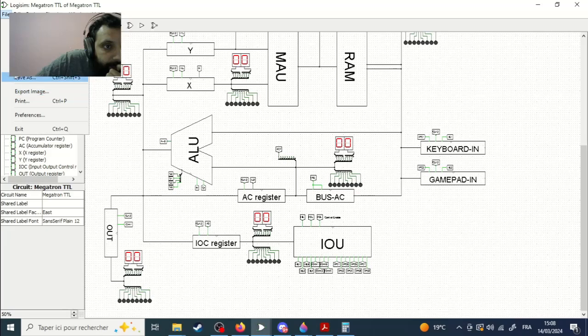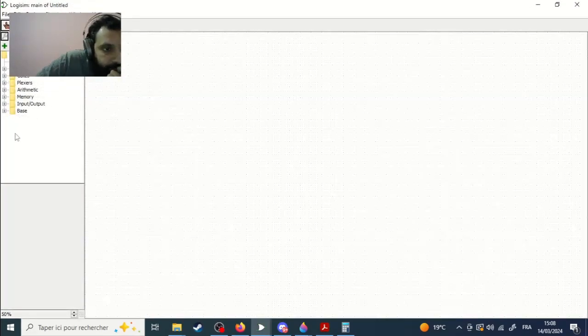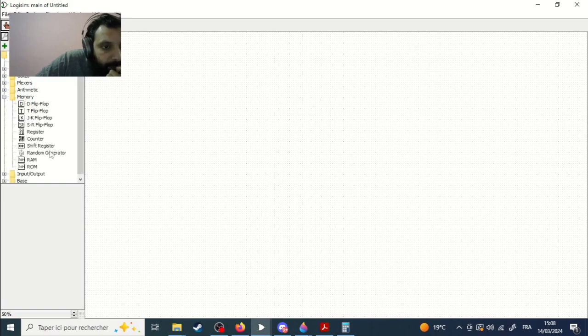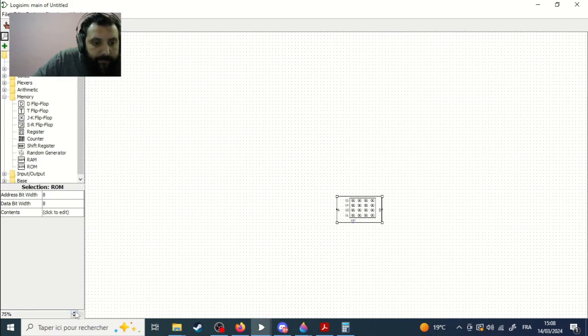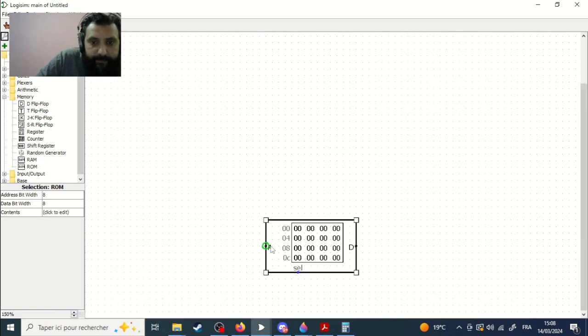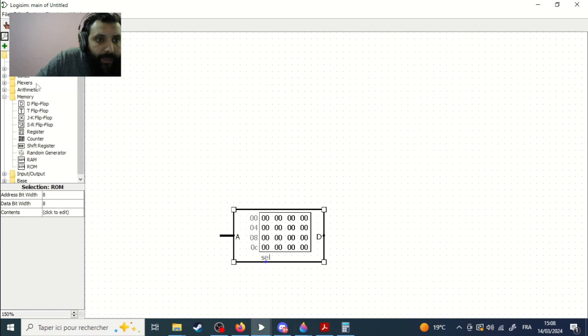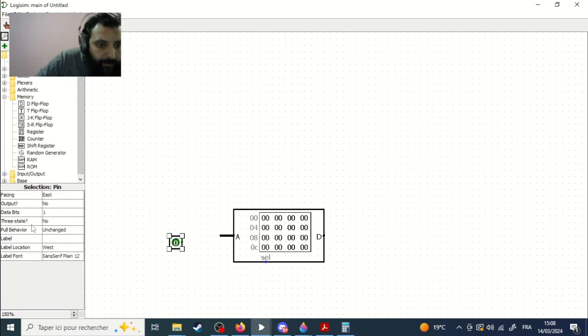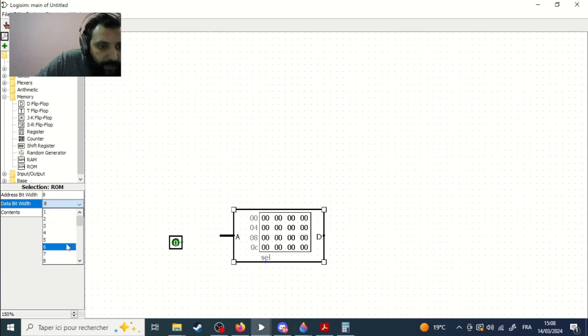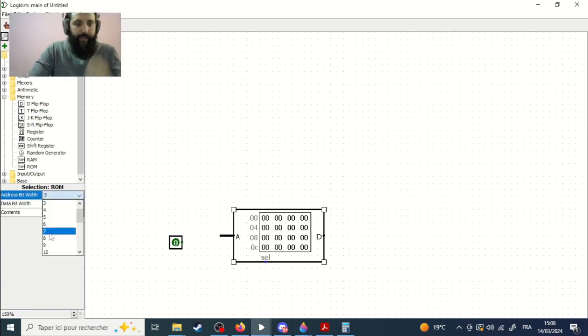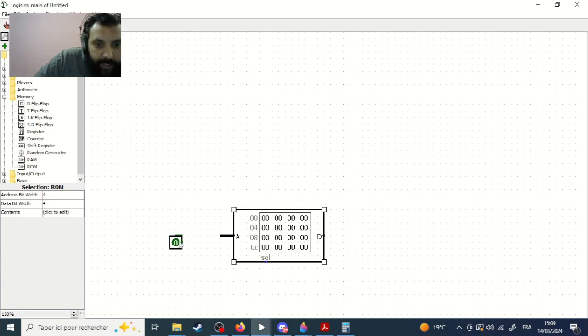Oh, yeah. I have to repeat it again. If I take the ROM, we have an input of 4 bits, and I will change this one. 2, 3. It's not changing here. This is weird. Anyway, 4. The idea is this: we have the address, the address with the 4 bits.